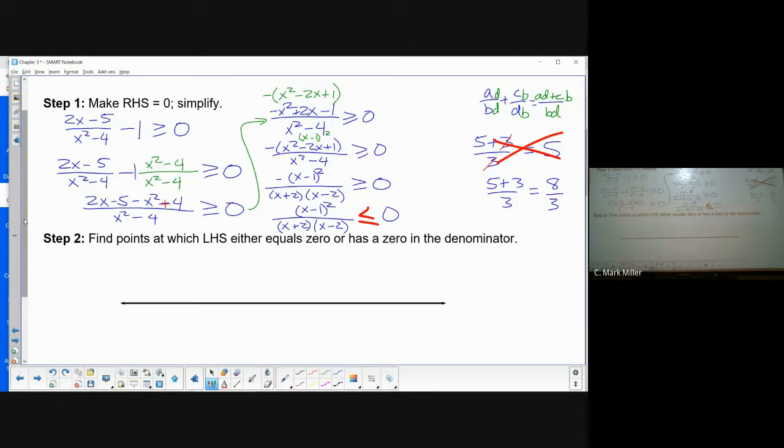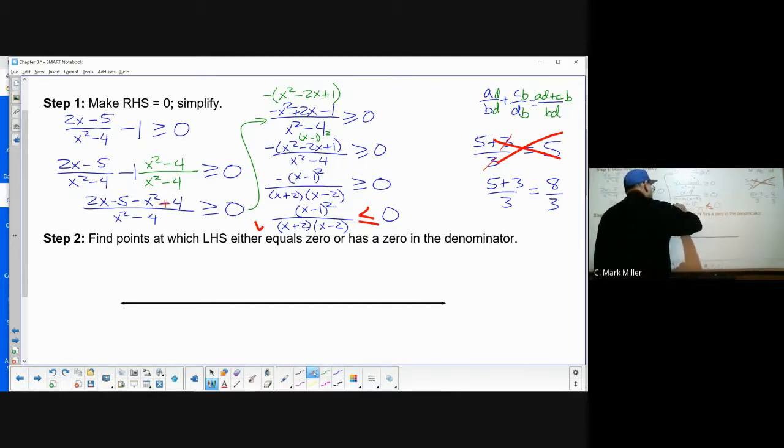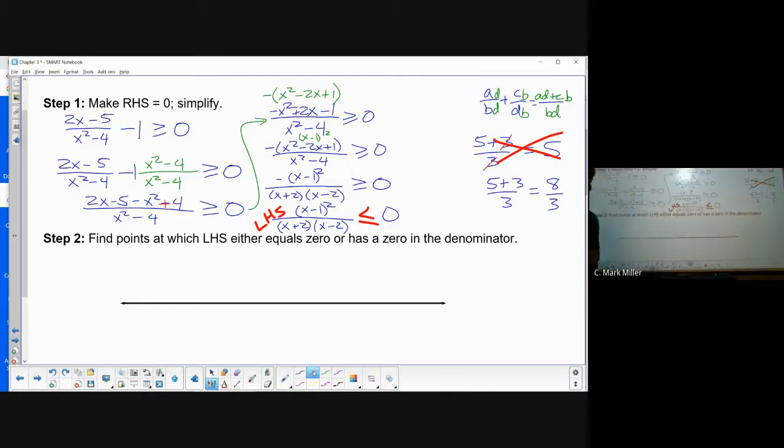Question. I'm supposed to put here in the next step points at which this left side, right here is the left-hand side now, right? Left-hand side. Place where that equals 0 or places it is undefined. Where does it equal 0? It's going to equal 0 where the numerator is 0. So you have x minus 1 squared equals 0. That's x equal to 1.